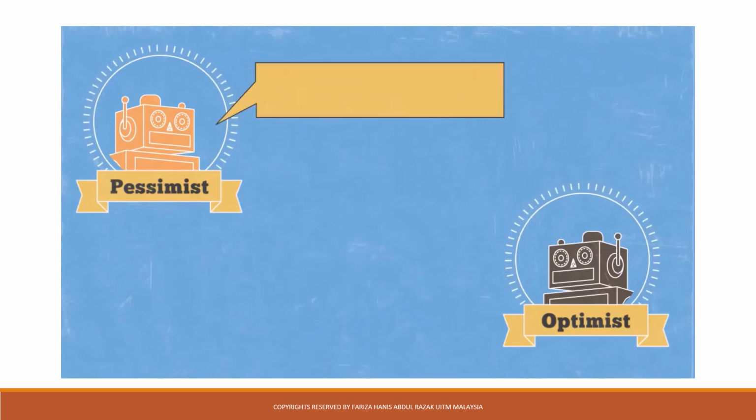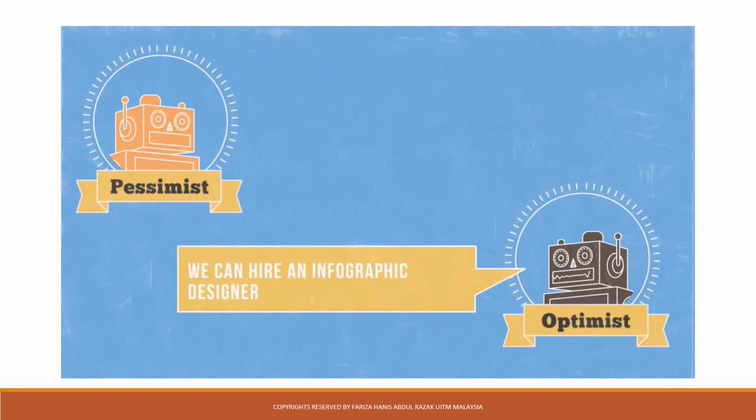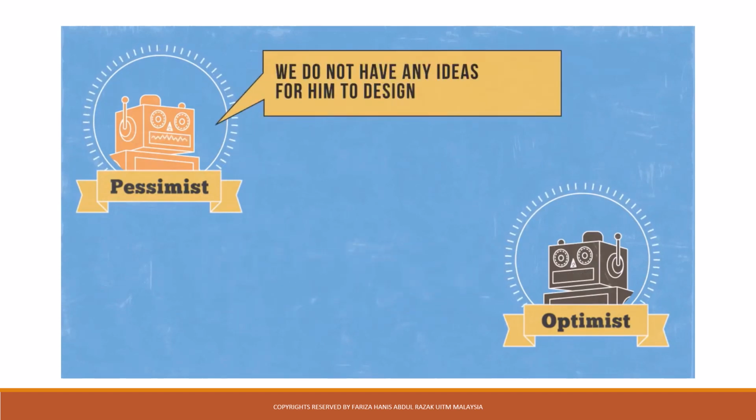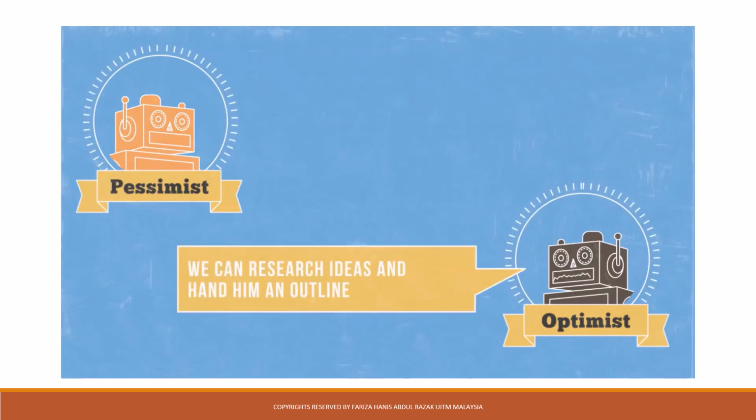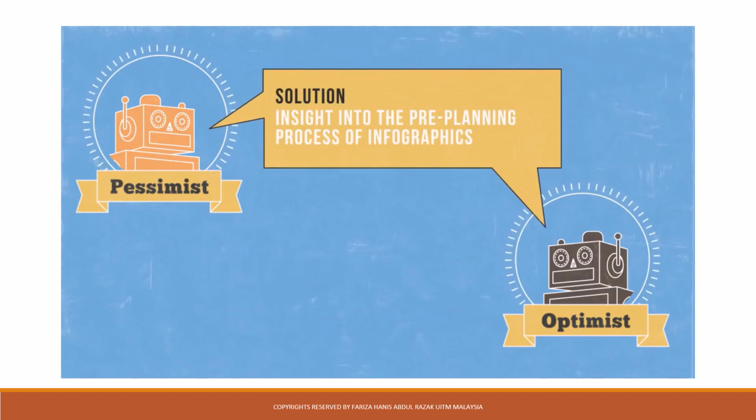For example, we do not know how to design an infographic. We can hire an infographic designer. We do not have any ideas for him to design. We can research ideas and hand him an outline. By building upon each other's responses, a general idea can evolve into a more focused, relevant one.